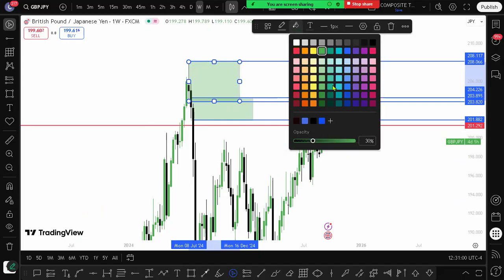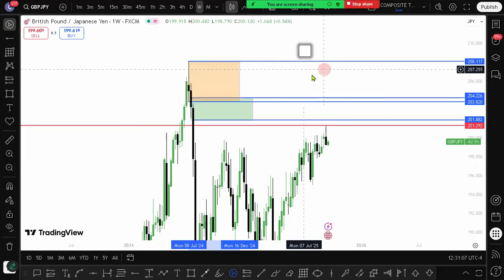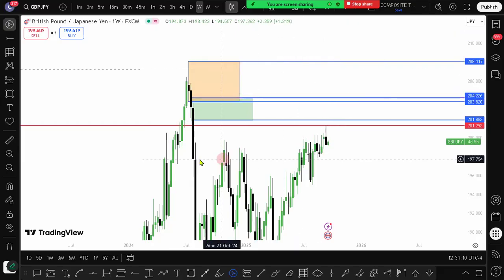Let's change the color here. Can we put it green? No, let's get yellow. Yes, so we have two layers around there.